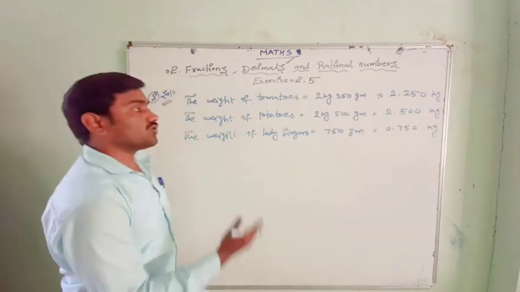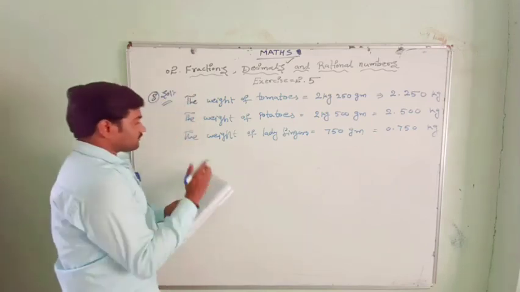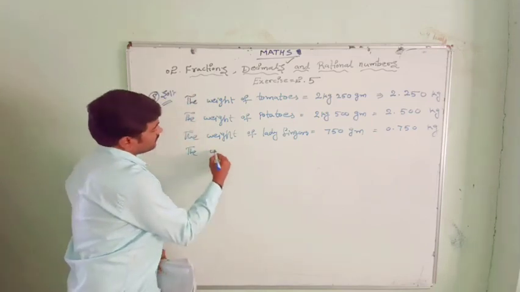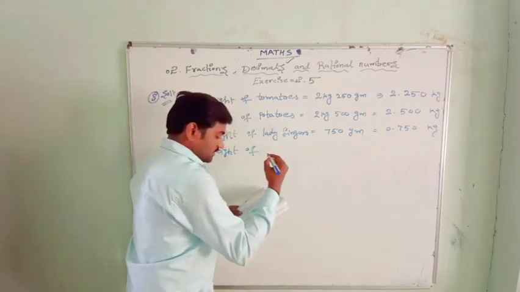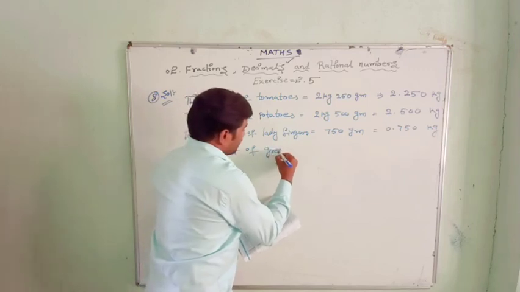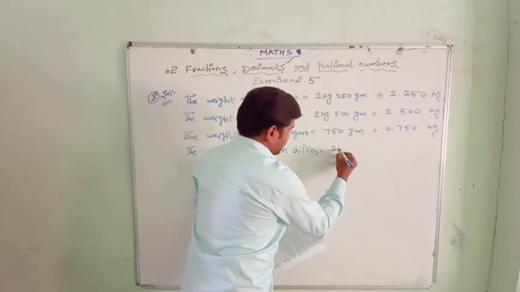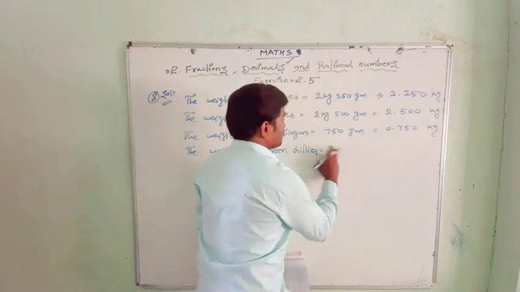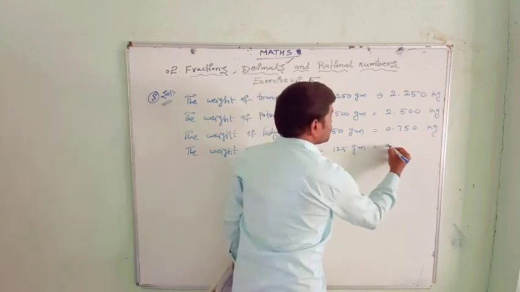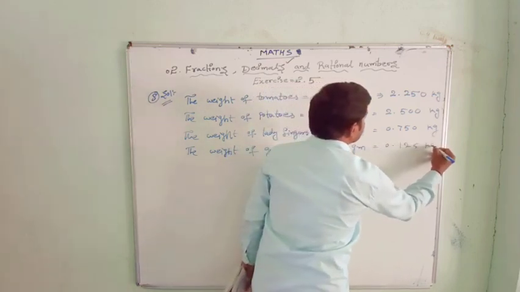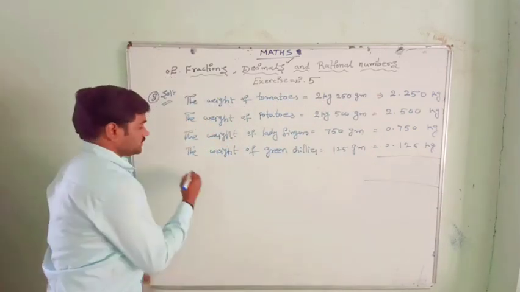All these I am converting into kgs. We have already learned how to convert grams into kgs earlier. So next, the weight of green chilies. How much? 125 grams. That equals 0.125 kg. Now we have to find out the total weight.